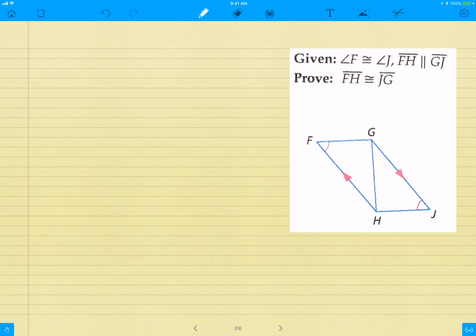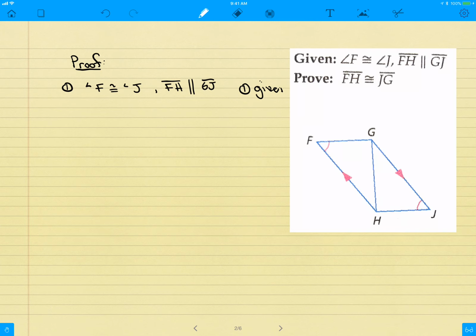Now let's actually get started. When you start a proof, you do have to write all the givens first. So on line number 1, we're going to write that angle F is congruent to angle J. And we're also given that FH, the wall, is parallel to GJ. Parallel does not mean that those two walls are equal in size. It just means that they're parallel to each other. So there are certain angles there. But the reason here is that this is a given. We're going to do an actual full-on two-column proof, not just a flow chart.